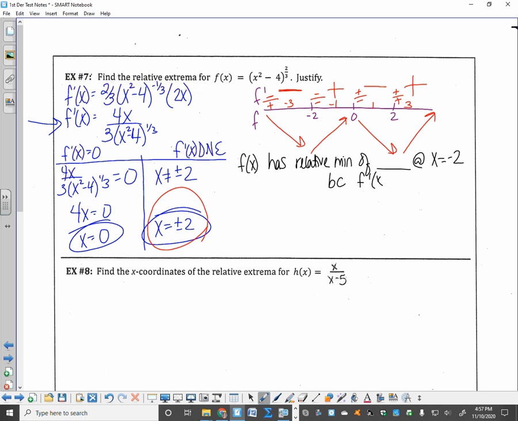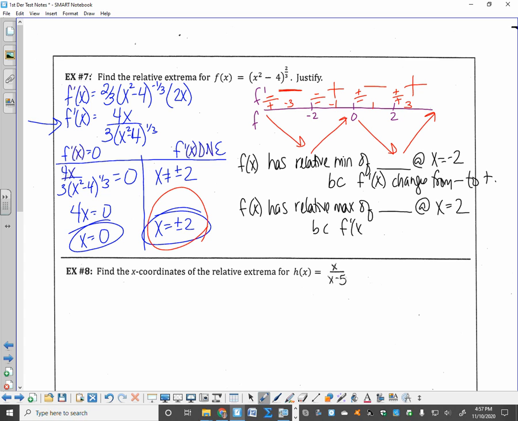because f prime of x changes from negative to positive. F of x has relative max of, need to go find it, at x equals 2 because f prime of x changes from positive to negative.